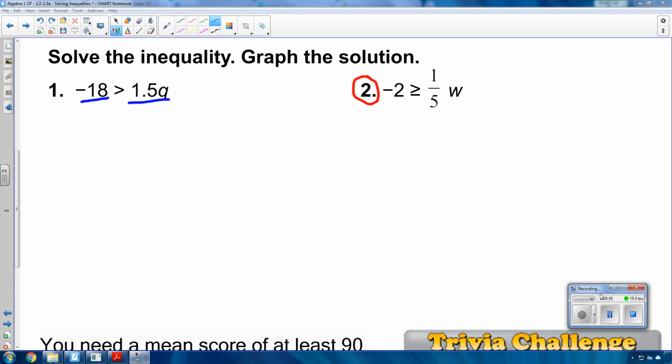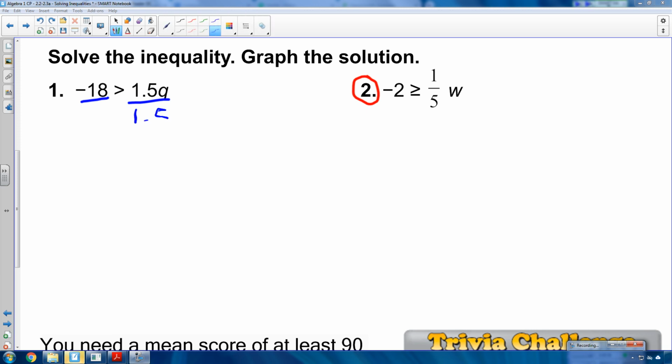So if we divide by 1.5 on both sides, 1.5, I guess 1.5 times 2 is 3. And 18 divided by 3 is 6. So I'm assuming this is going to go in 12 times. 12 times 1.5. So we're going to have -12. We're going to have this answer.